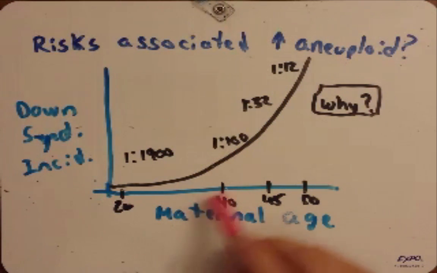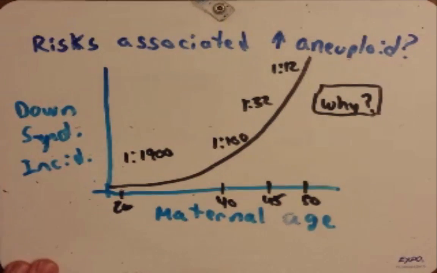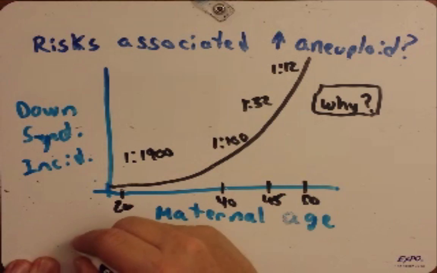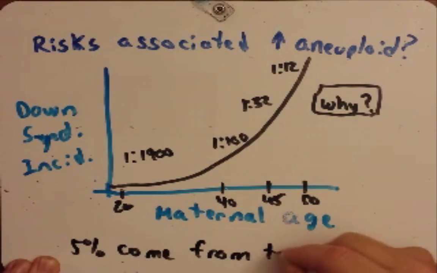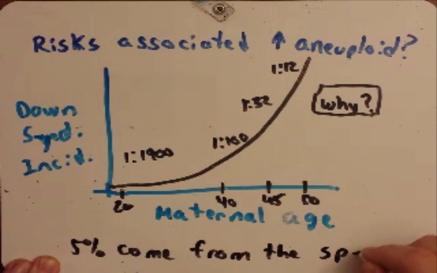Again, we don't see this increase with paternal age until the father gets in their 70s or 80s. Then we start seeing the number go up. In fact, in all cases of Down syndrome, only about 5% come from the sperm. That is, only about 5% of the sperm contain an extra copy of chromosome 21.